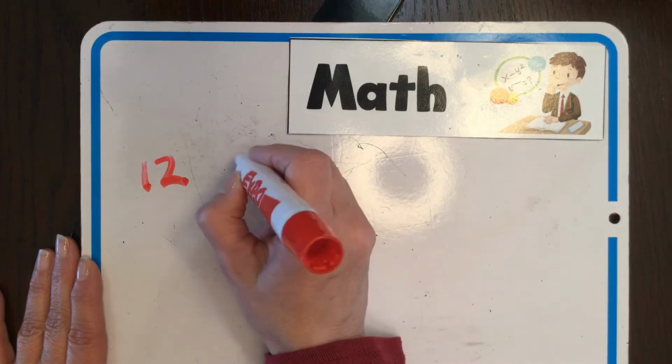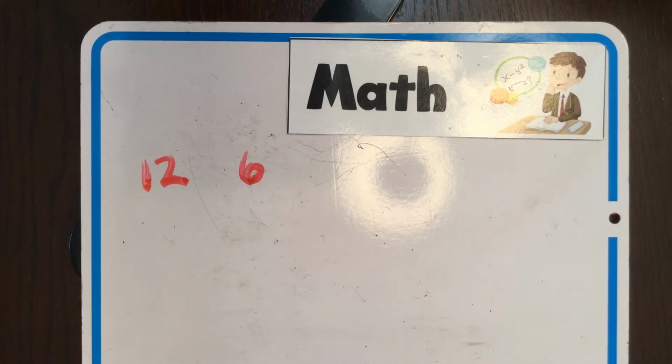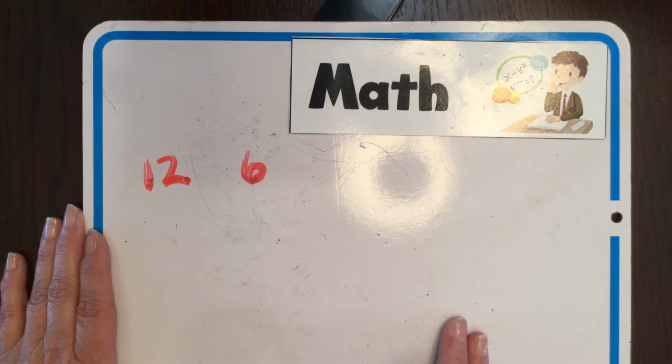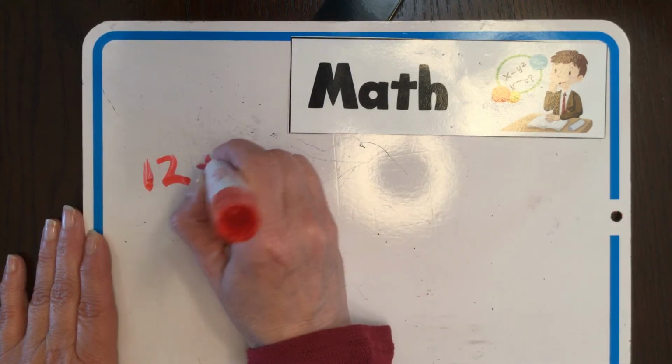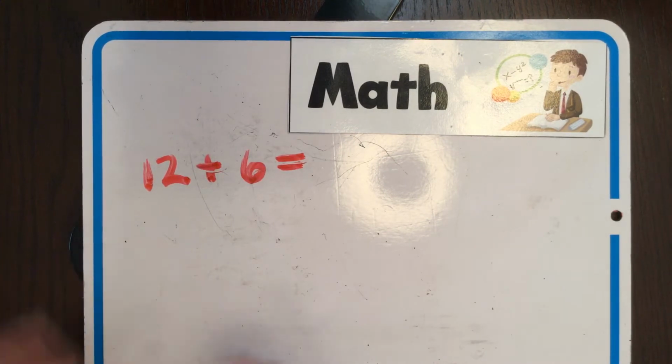And then it said Jack had 6 crayons. When it asks me if I want to know the answer all together, am I doing adding or subtracting? All together means I'm putting both numbers together, so I'm going to add. And that's going to be my number problem for that word problem.